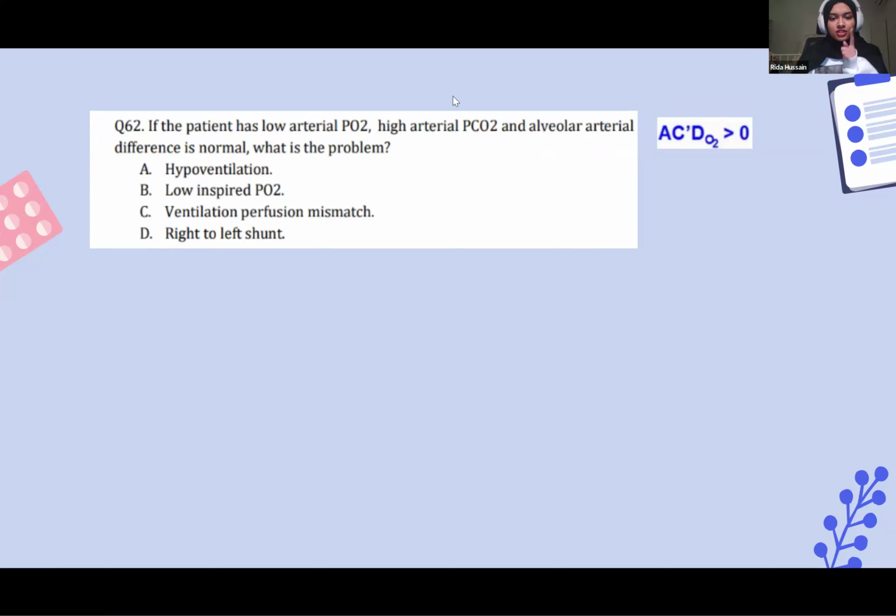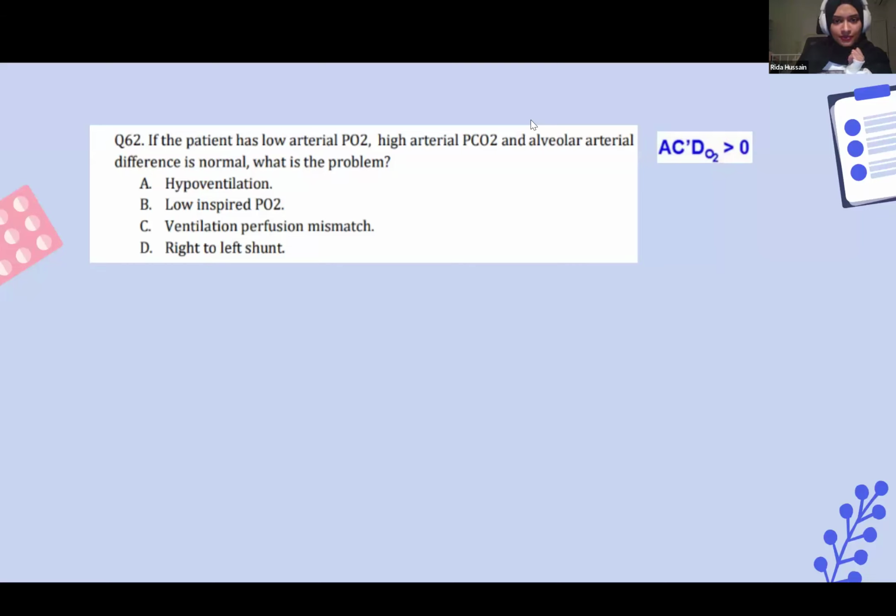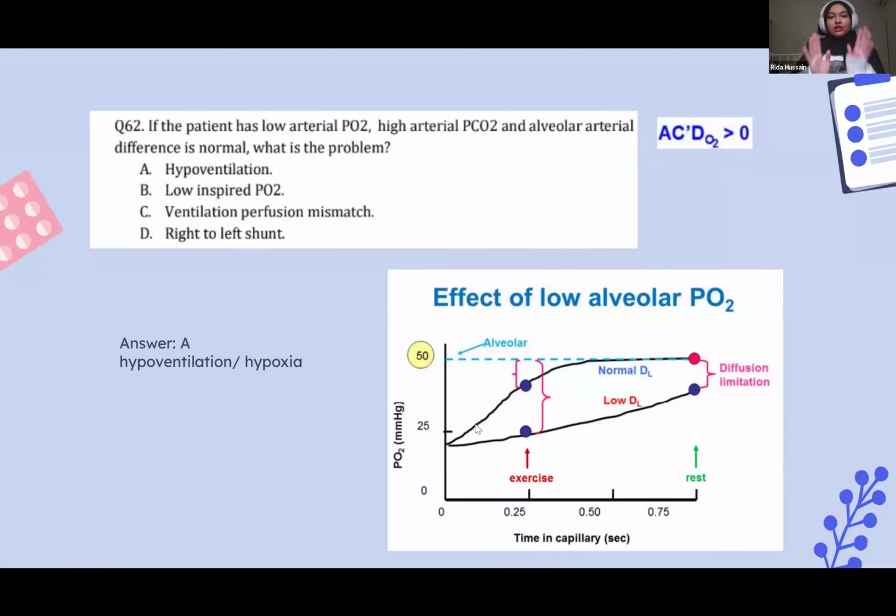A, you're right. Thank you, Miriam. Yeah, perfect. Okay, so I'll explain it because you guys were a bit confused. The mechanism behind it is basically this weird graph. Again, they said that the A-a difference of oxygen is normal, okay? But the partial pressure is less. So you guys just need to memorize this graph. So what's happening over here is hypoventilation. Does that make sense?